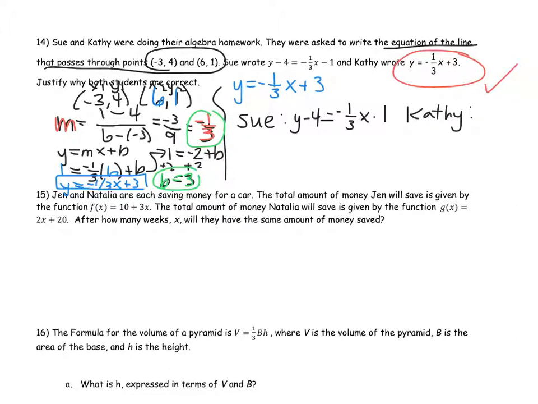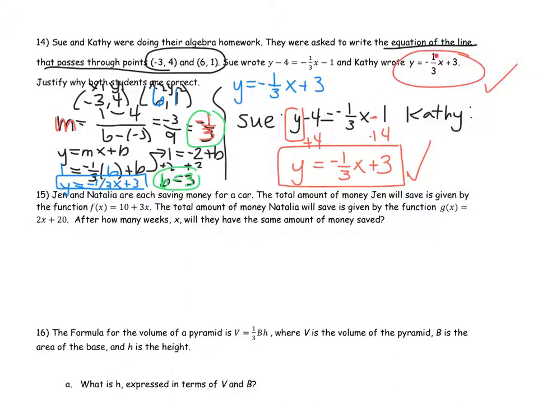Sue, let's see if we can fix this, all right? Sue wrote y minus 4 is equal to negative 1/3 x minus 1. Let's get y by itself and see if that's equivalent. So we have y is equal to negative 1/3 x plus 3. Take a look. Same old same. So both Sue and Kathy have written correct equations. This one is in slope-intercept form, and this one was in a little bit of a different form, but it is still equivalent. Now, when it says justify, all you have to do is show your work.